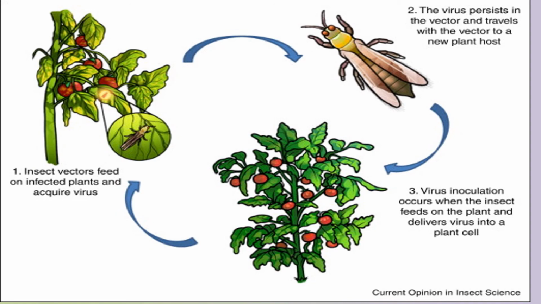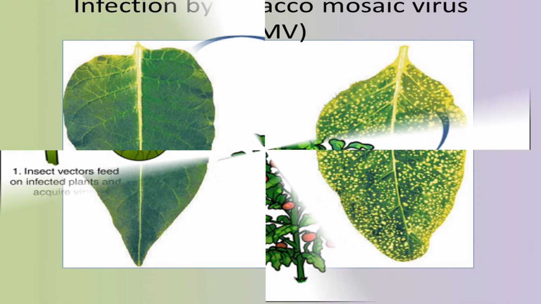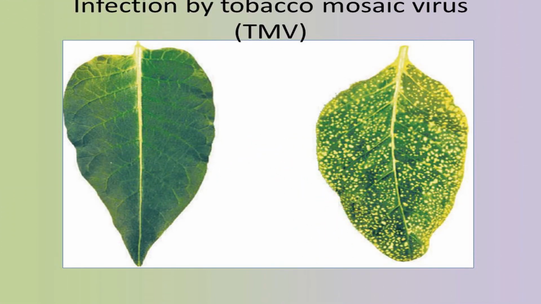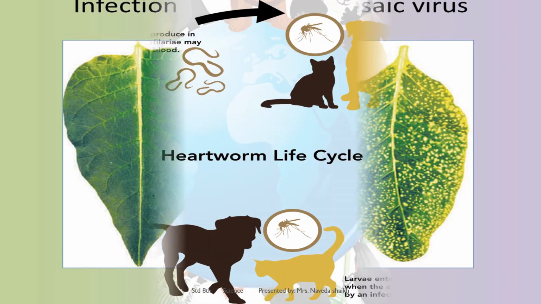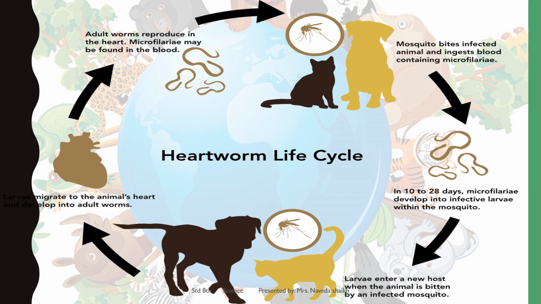Let's have a look at how the infection affects the plant. This is the leaf of a plant infected by tobacco mosaic virus. How it used to be a healthy leaf, and after the infection, how it looks. Well, you can see the difference. Same way, even in animals also.